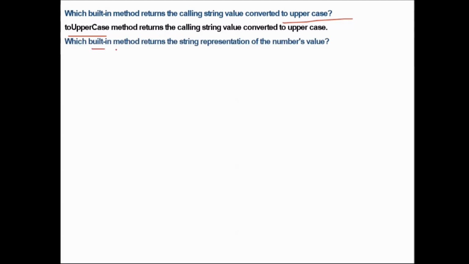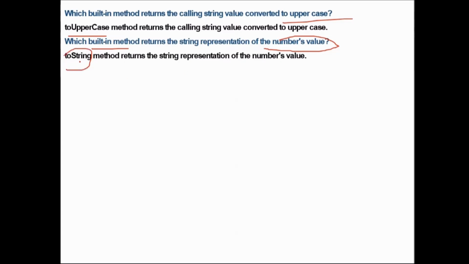Now which built-in method returns the string representation of the number value? You have a number, in numeric form, and you want to convert it into a string. For that you use toString, with t small and S capital. This method returns the string representation of the number's value.